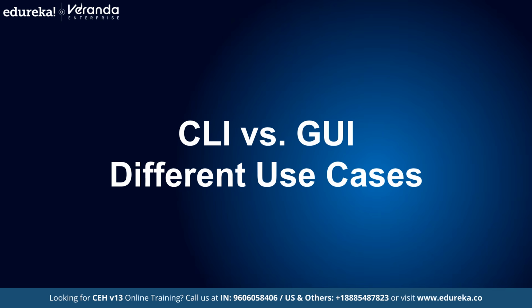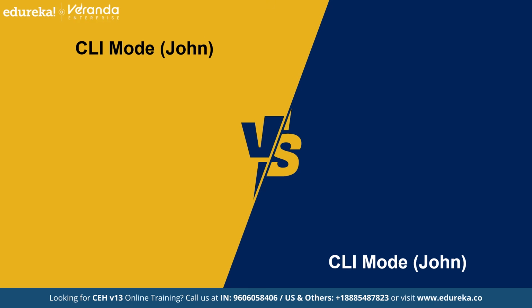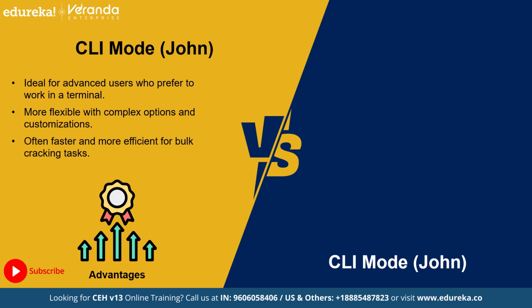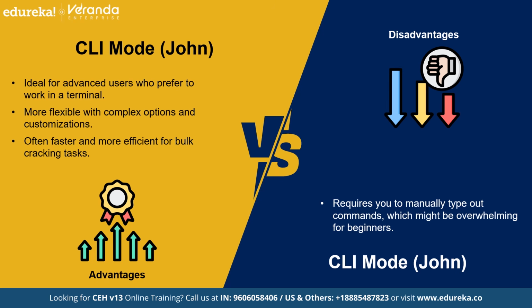Now, you might be wondering which one should I use, Johnny GUI or the CLI mode of John the Ripper. Let's quickly compare the two. First, let us talk about CLI mode. The advantages include: it is ideal for advanced users who prefer to work in a terminal, it is more flexible with complex options and customization, and it is faster and more efficient for bulk cracking tasks. Talking about disadvantages, it requires you to manually type out commands which might be overwhelming for beginners, and it is also less visually intuitive compared to Johnny.